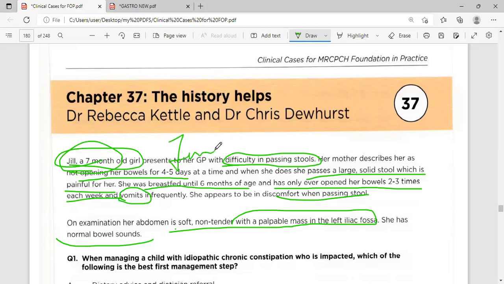So we have a 7-month-old infant. She is having constipation. Also, she frequently vomits. There is some discomfort and she has a mass in the left iliac fossa. But she has normal bowel sounds. What could be the differential diagnosis we'll keep in mind? It could be Hirschsprung disease.